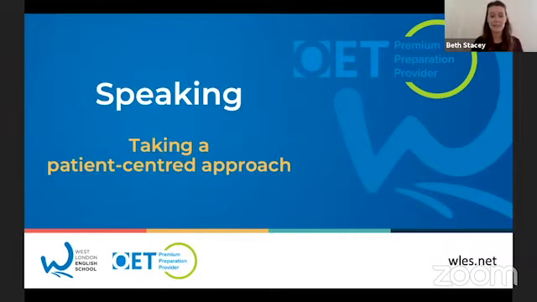So today, the lesson that we are going to be doing is looking at the speaking subtest of the OET. And we're looking specifically at a patient-centered approach. Now, this is an important part of the marking criteria. It's basically being able to relate to the patients, to understand them, to empathize with them, to reassure them. So we're going to be looking particularly at some language and intonation in terms of how to do that.